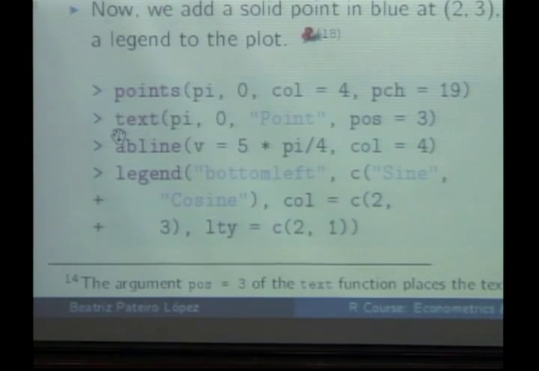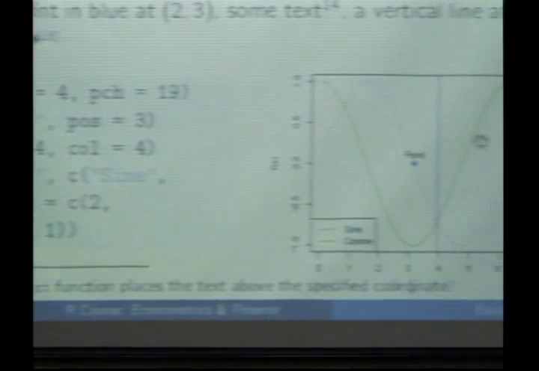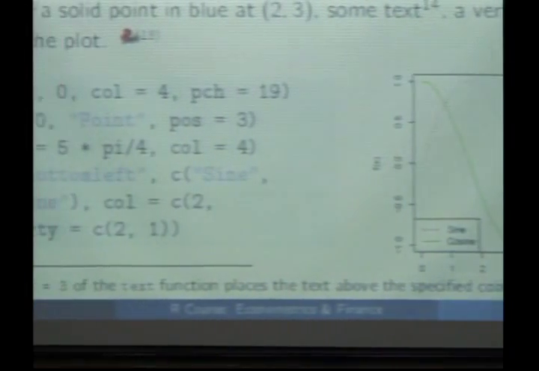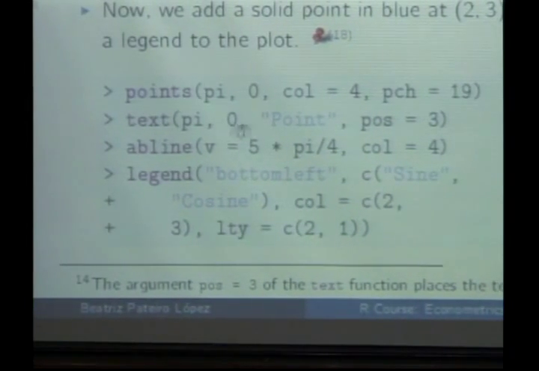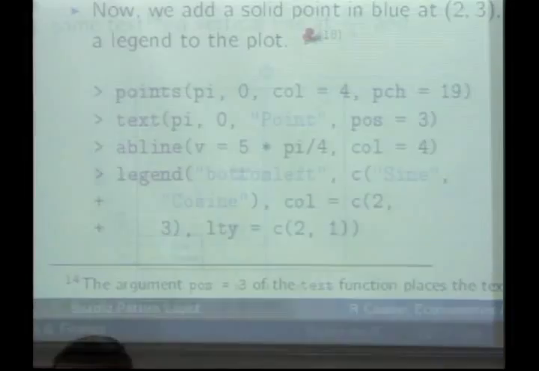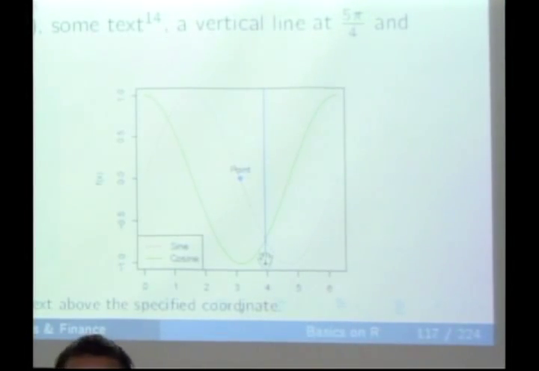Then I add a text here in P0. The text is "point", and the position is 3, and this means that it's going to be written up from the given coordinate. So you can change pos equal 1, 2, 3, or 4, to the left, to the right, up and down. I can add a vertical line with the function abline, to add vertical lines or horizontal lines. Here I want a vertical, so I choose the argument v equal to the value that I want, in color blue, and this adds this vertical line here.